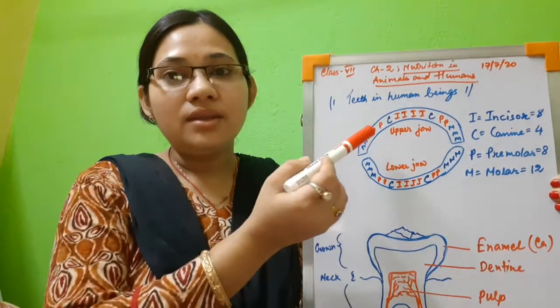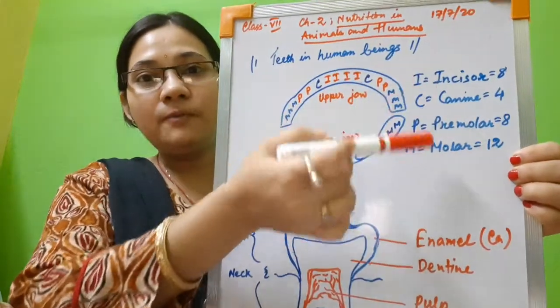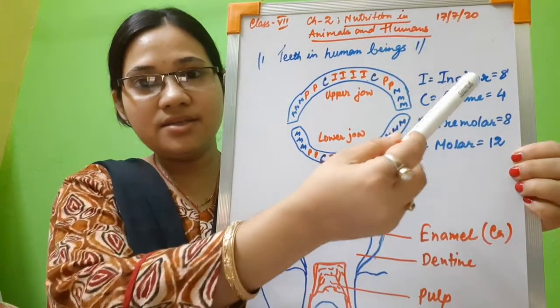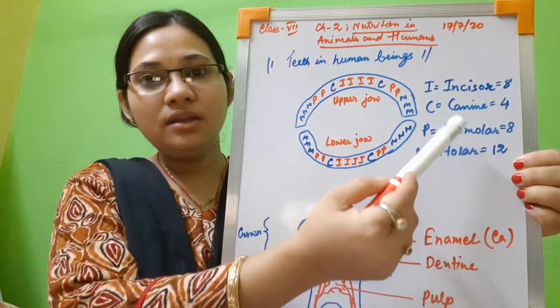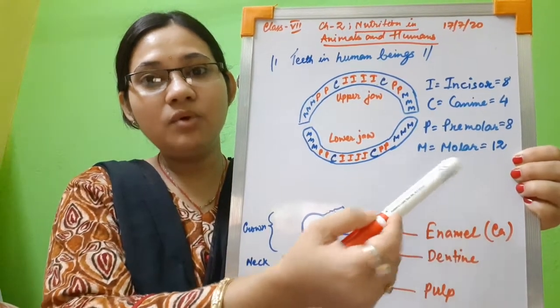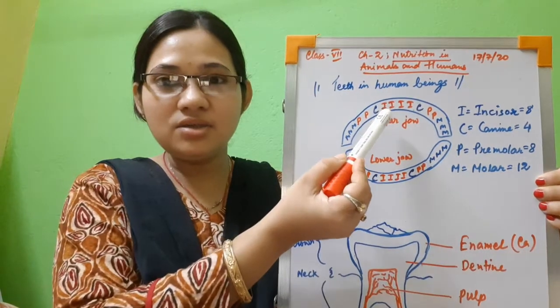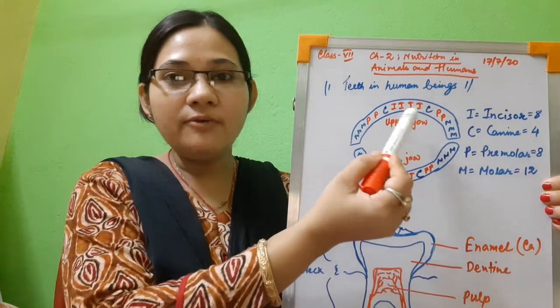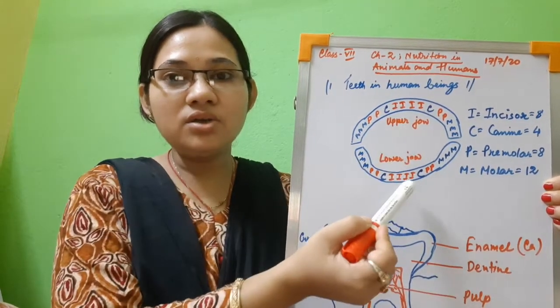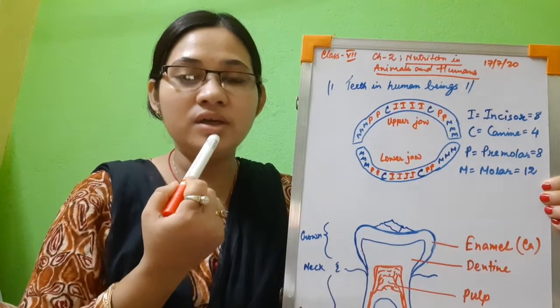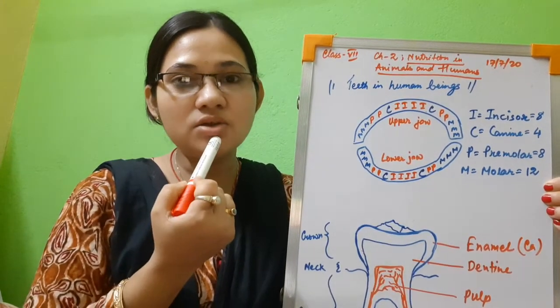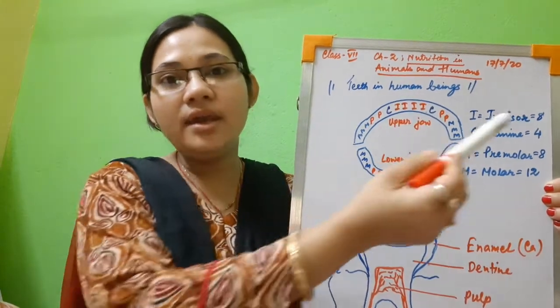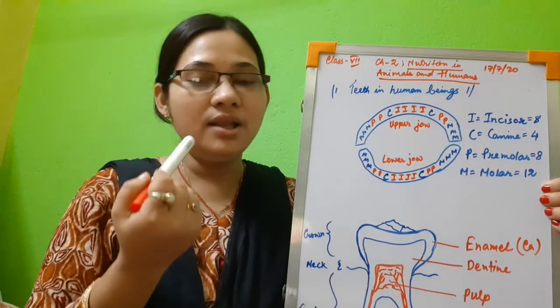Now there are four types of permanent teeth: the incisor, the canine, the premolar and the molar. The incisors, you see the upper jaw, there are 4 in number. Lower jaw also same location, they are 4 in number. So total we have 4 plus 4, 8 incisors in our buccal cavity.